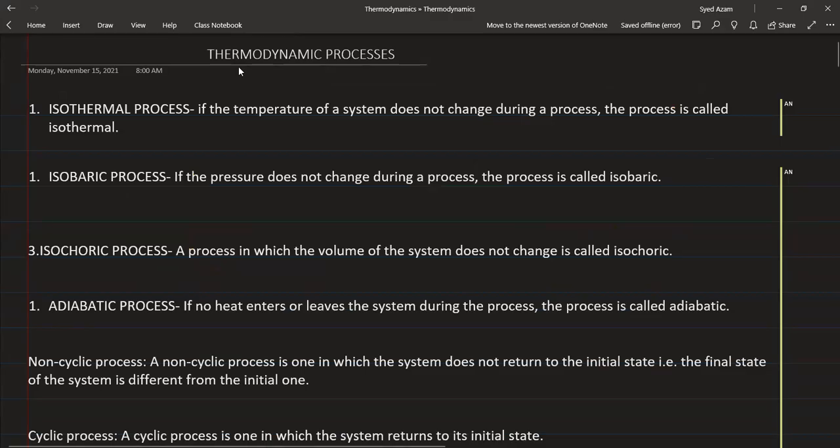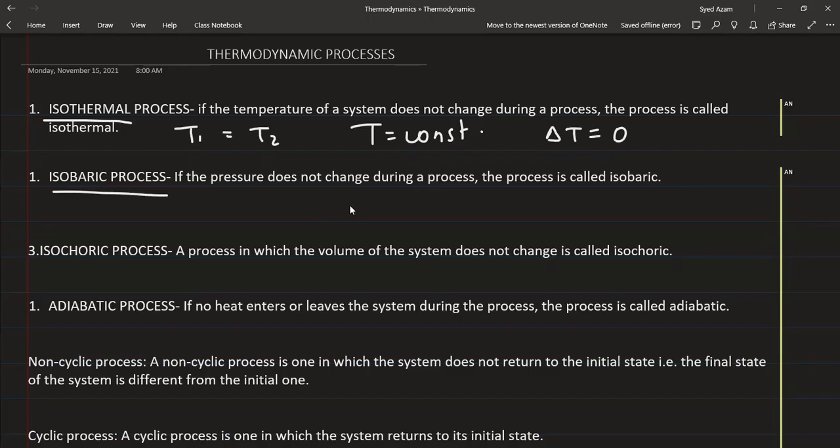See, there are four thermodynamic processes. We have seen the variables and also the thermodynamic state. If one of them becomes constant, then we refer to it as a thermodynamic process. The first one is the isothermal process. Here in isothermal, the temperature remains constant. There is no change in temperature, meaning change in temperature is zero. Whatever the initial temperature is equal to the final temperature.